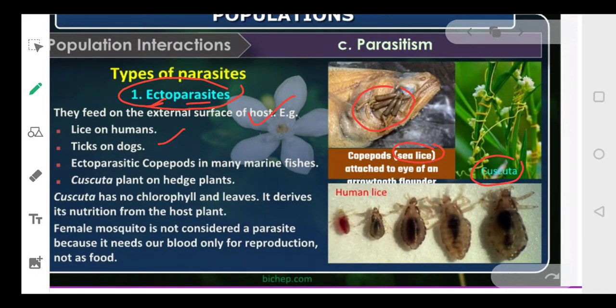Okay. Now, although we have discussed that the plasmodium is being transported to human beings by a female mosquito, the female mosquito is not considered a parasite. Although it feeds, it takes our blood, but it is not considered a parasite because it takes blood only for reproduction. ये अपने आप को reproduce करने के लिए, multiply करने के लिए हमारा blood लेती है, but it does not take blood as a food. So the blood that it takes is not acting as a food. So this female mosquito is not considered as a parasite.